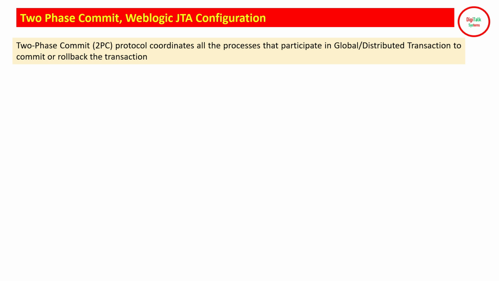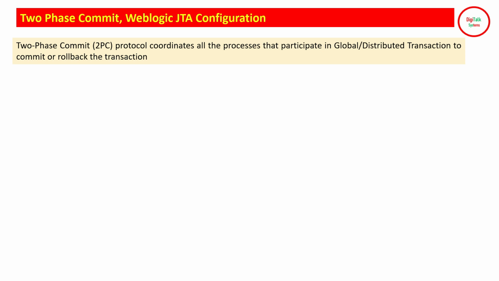The two-phase commit protocol coordinates all the processes that participate in a global distributed transaction to commit or roll back the transaction. If we are doing a certain kind of transaction which involves multiple operations, it could appear as a single transaction, but in the backend there could be multiple operations. So all the operations combined make a single transaction. When the transaction is executing, either it has to be successfully completed or it has to be rolled back. When I say it has to be completed successfully, that means all of the data stores in the backend participating in the transaction have to commit the data at the same time.